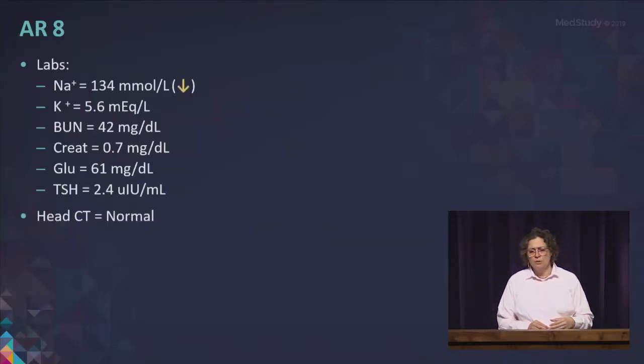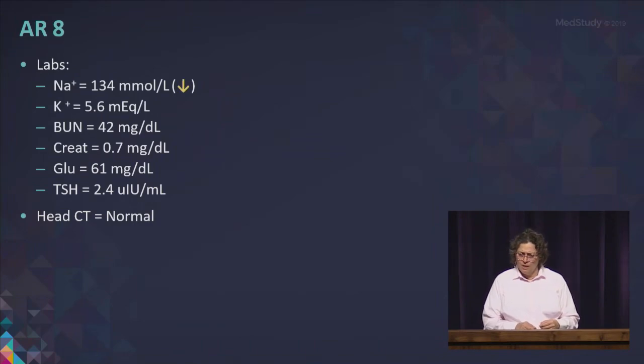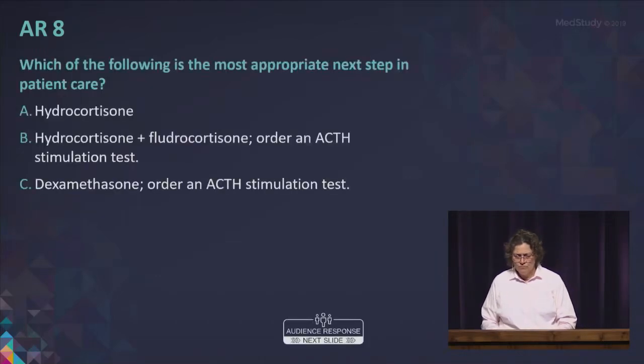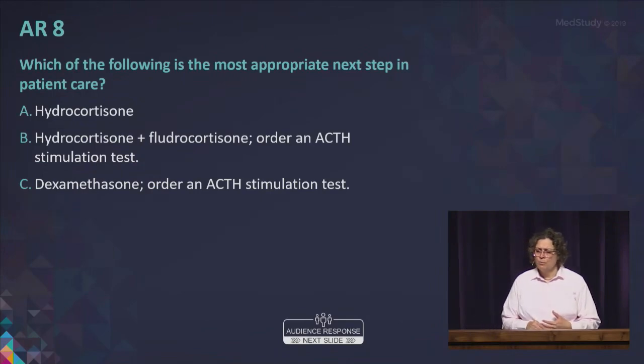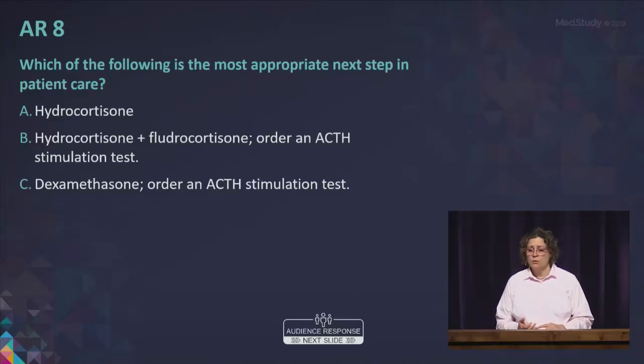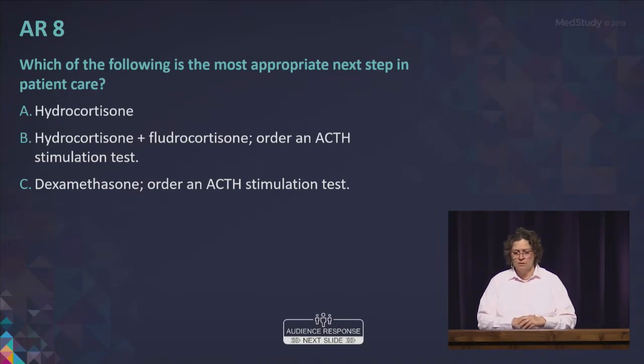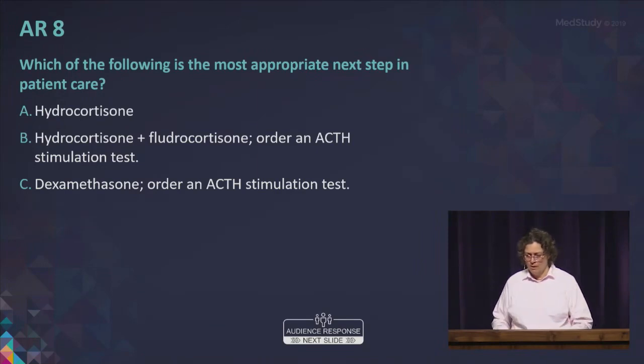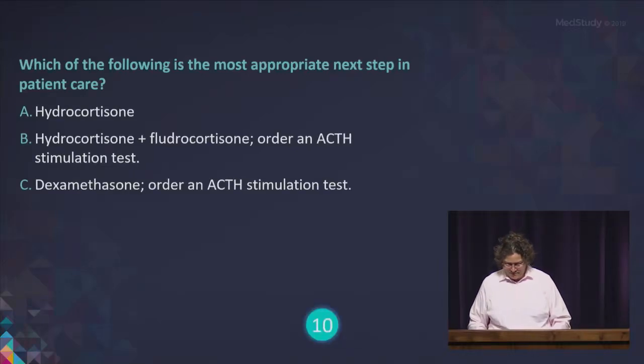Her basic labs show a little bit low sodium, a little bit elevated potassium. Glucose is 61. TSH is normal. You got a head CT, and that was normal. Which of the following is the most appropriate next step in her care? Hydrocortisone plus fludrocortisone and order an ACTH stimulation test, or give her Dex and order your ACTH stimulation test.